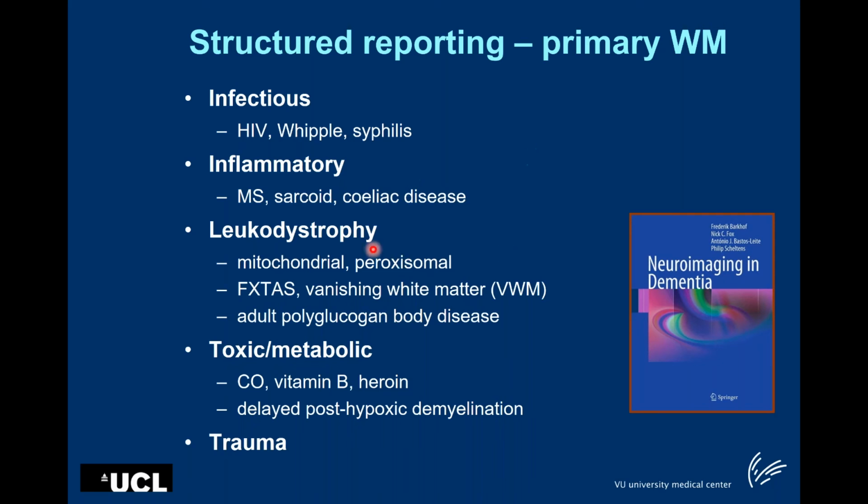And then there are toxic and metabolic diseases that may cause alteration in the brain that may present with cognitive decline. For example, delayed post-hypoxic demyelination is a condition that occurs in people who have been in intensive care, then come out of intensive care, and after 1 or 2 weeks develop a diffuse demyelination and cognitive slowing, which then sort of spontaneously resolves.